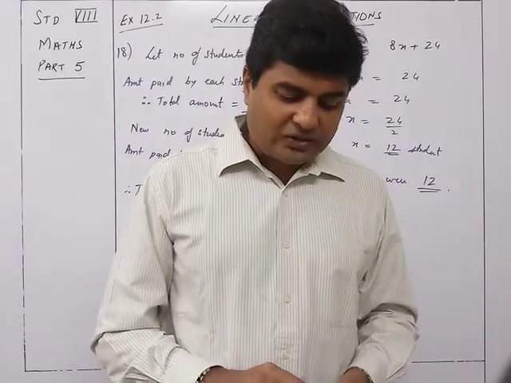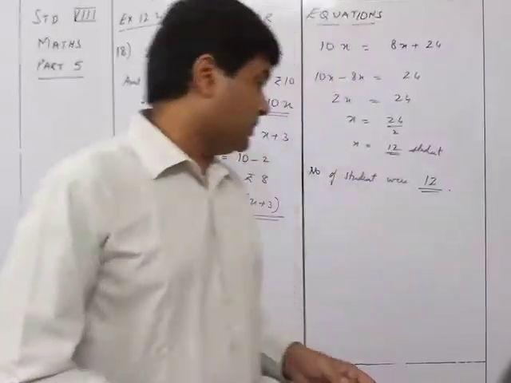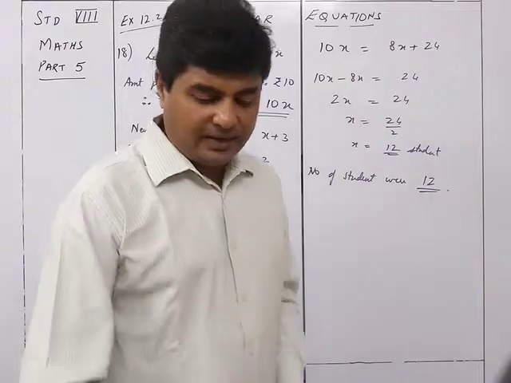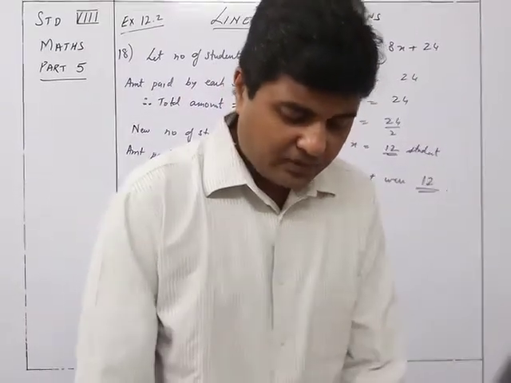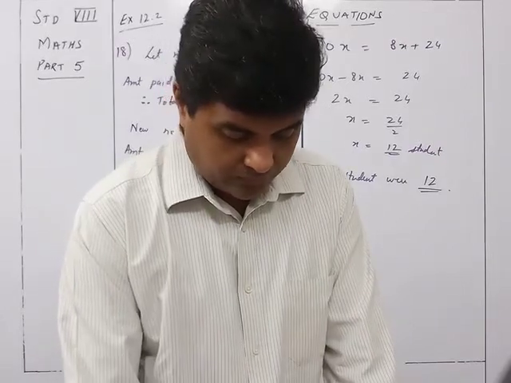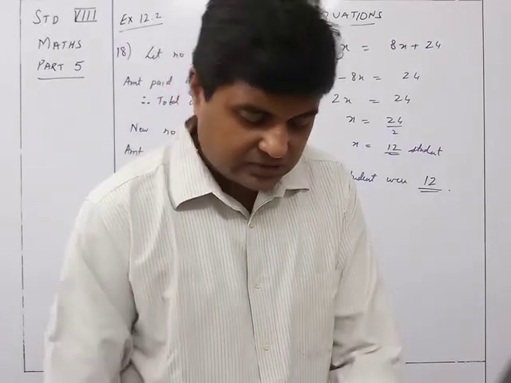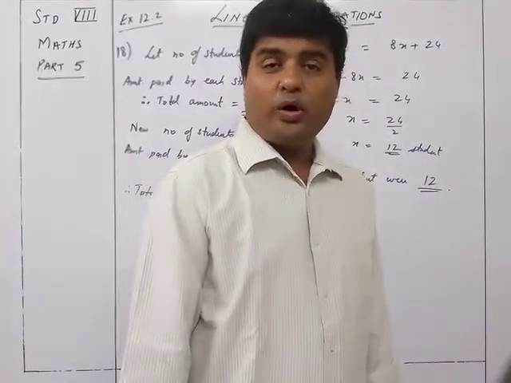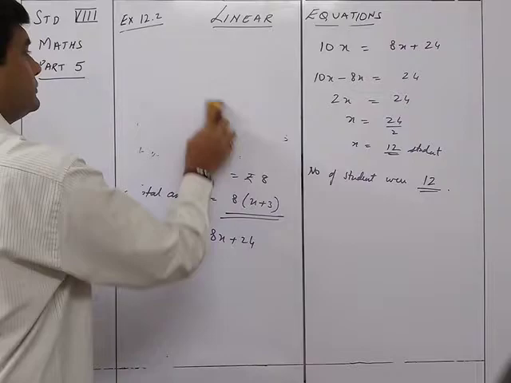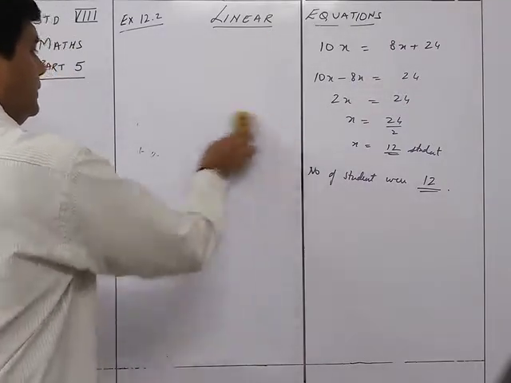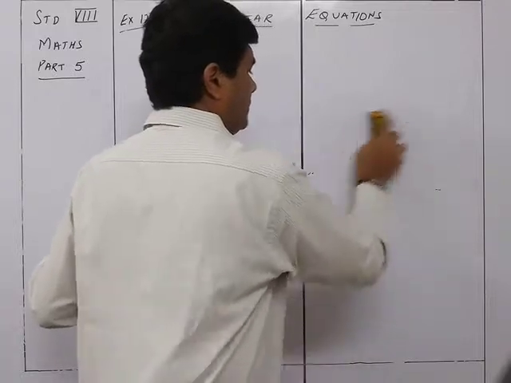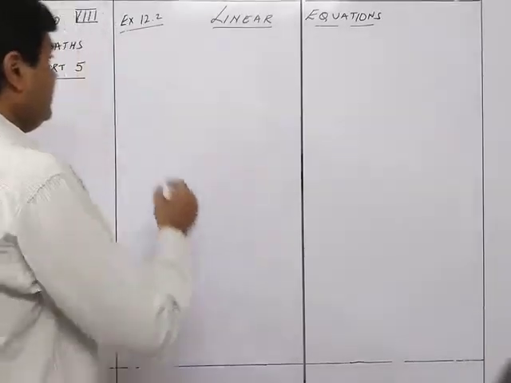Anyway, what was asked was the number of students who were there in the group. So the number of students in the group was 12 initially and 15 later on. But anyway, it will be the group only. So that's why the answer will be equal to 12. Okay, so the answer is 12. Now we move on to sum number 19.